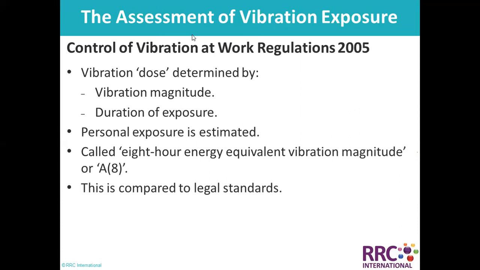Now, how are we going to assess vibration exposure? So we can remember the Control of Vibration at Work Regulations 2005. Vibration dose is determined by the vibration magnitude and duration of exposure. Vibration magnitude, how are we going to measure? We will discuss in the next slide, but duration of exposure and personal exposure is estimated, called 8 hour energy equivalent vibration magnitude or A8. This is compared to the legal standards.